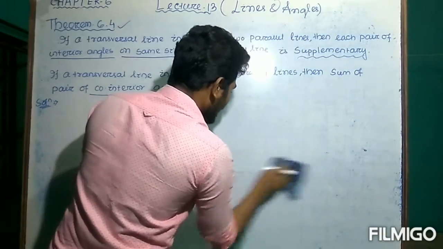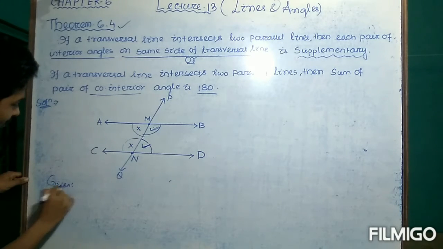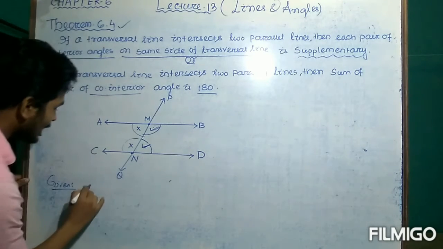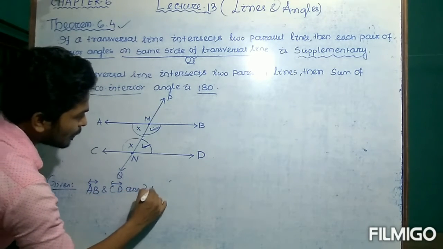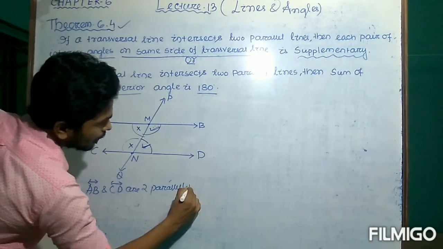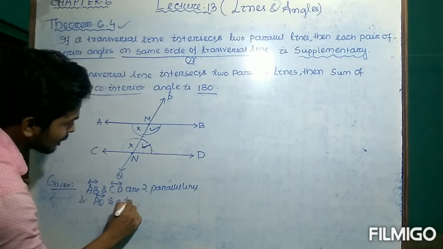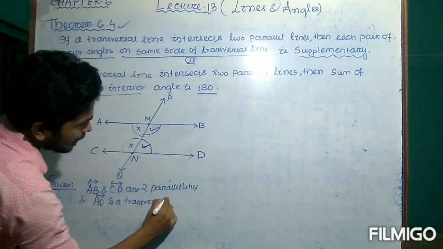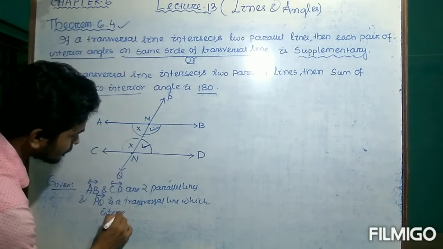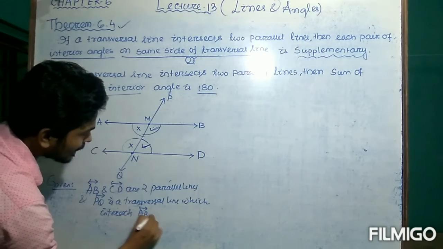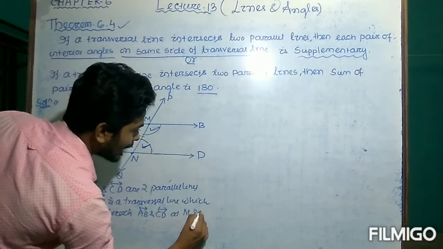First we have to write what is given in the question. Given: AB and CD are two parallel lines, and PQ is a transversal line which intersects AB and CD at two distinct points, M and N.